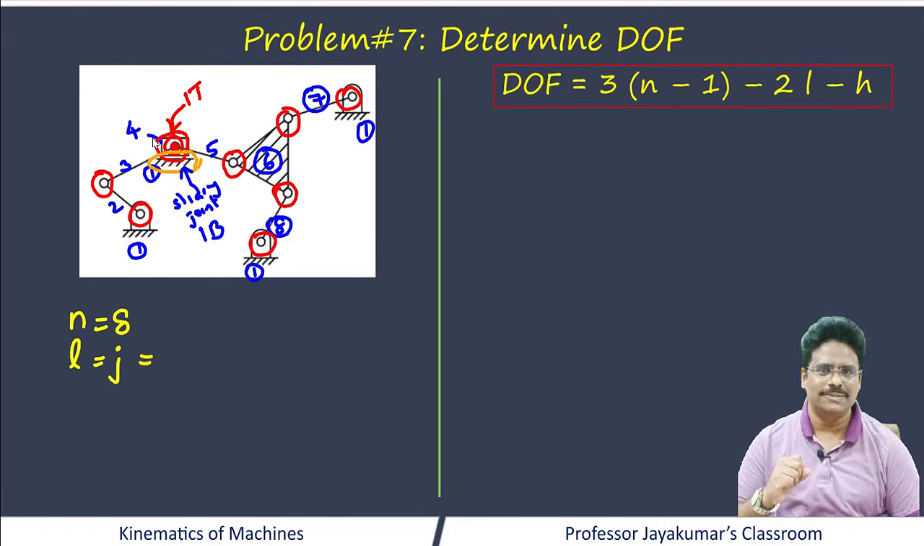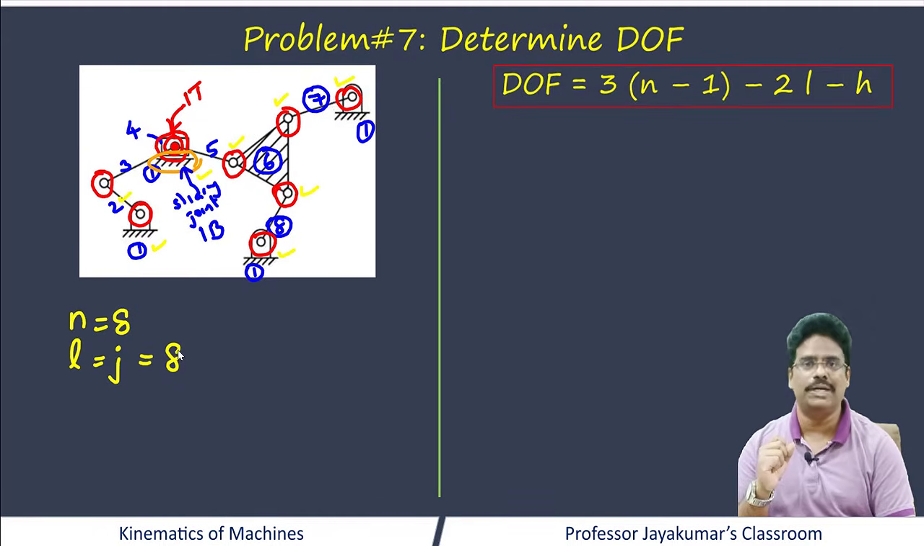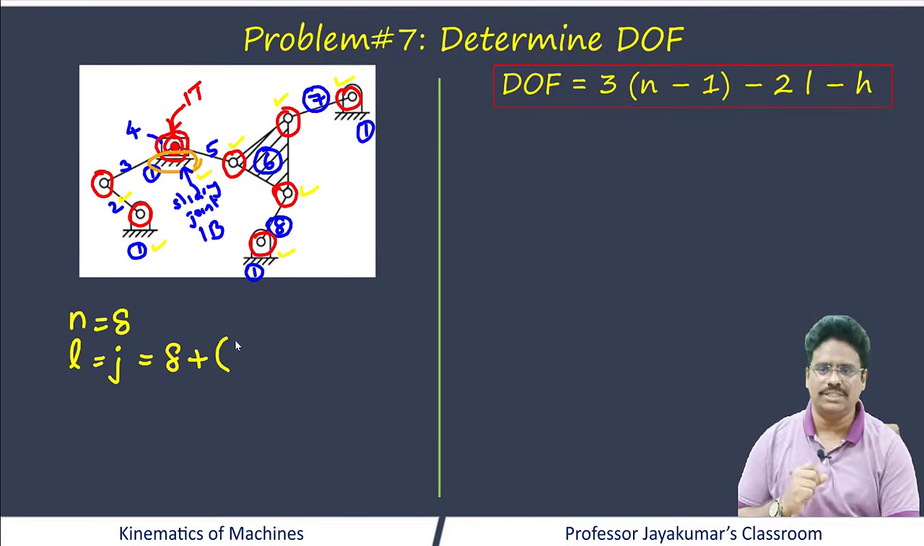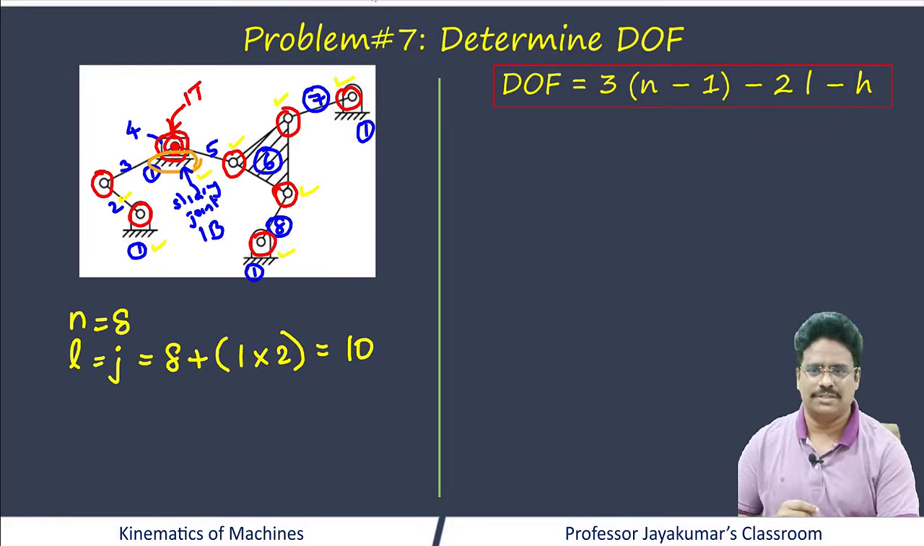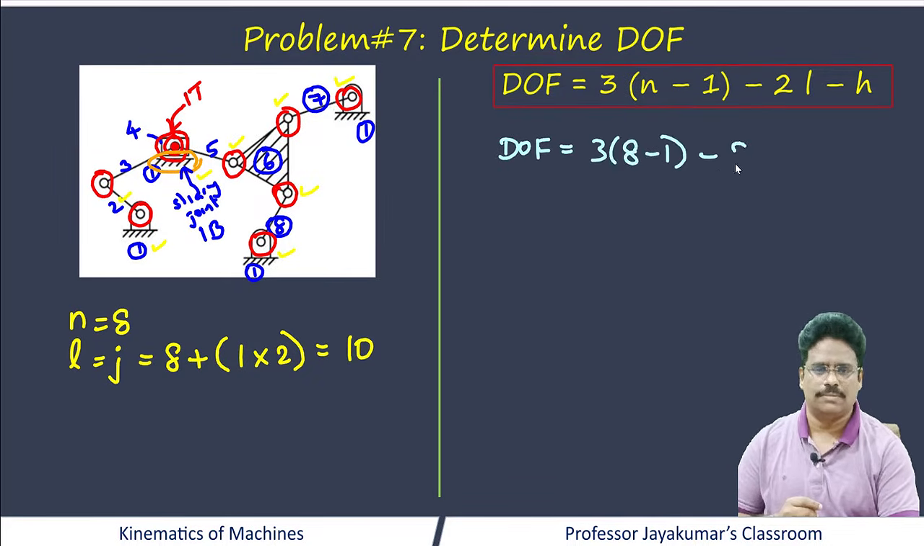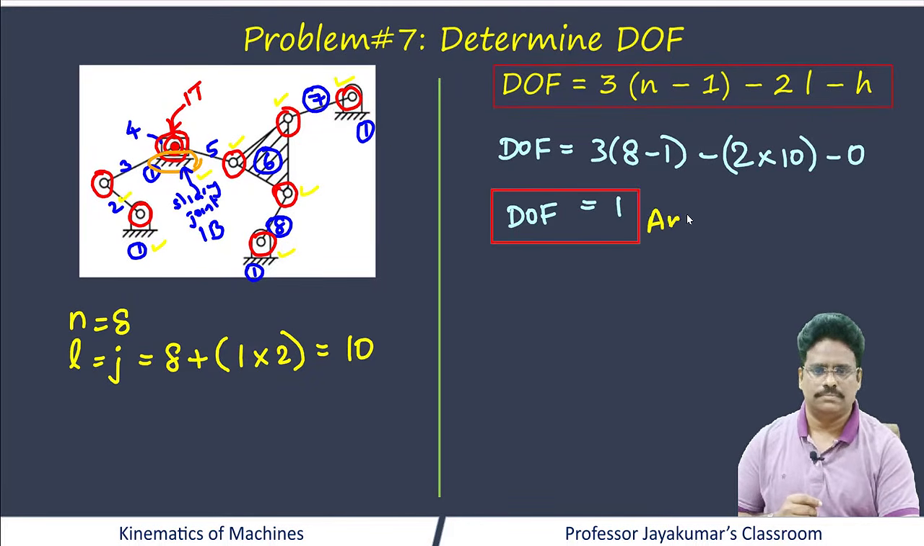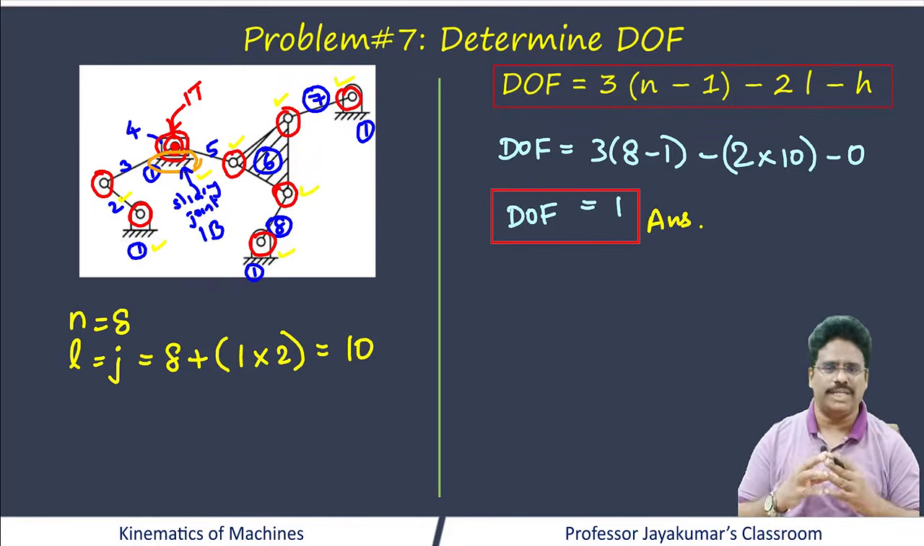Is that clear? Yes, we have 8 binary plus how many ternary? One ternary. So 1 into 2. So we get 10 equivalent binary joints. Now easily we can find the value. So in this mechanism, we have only 1 degree of freedom.